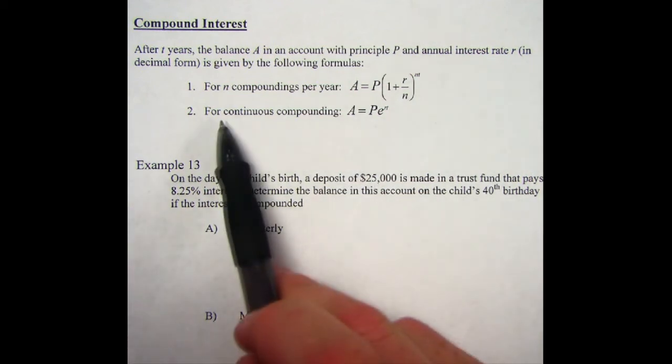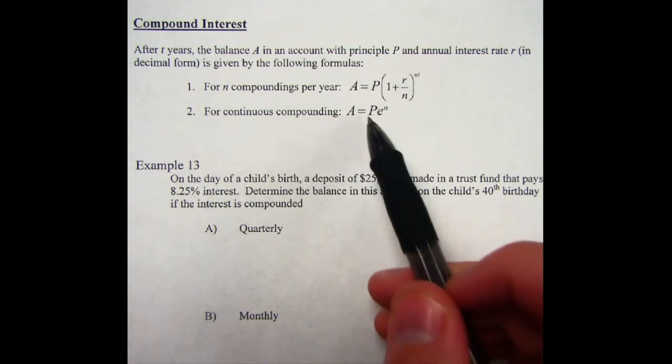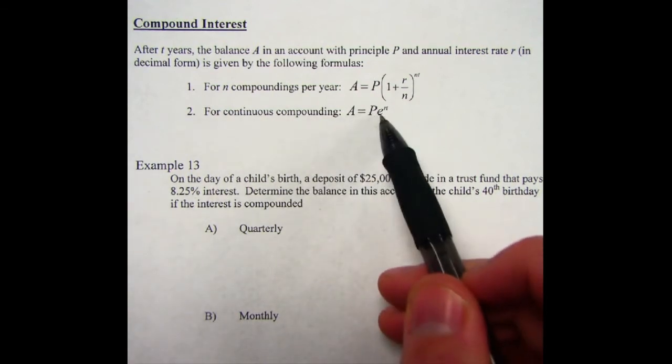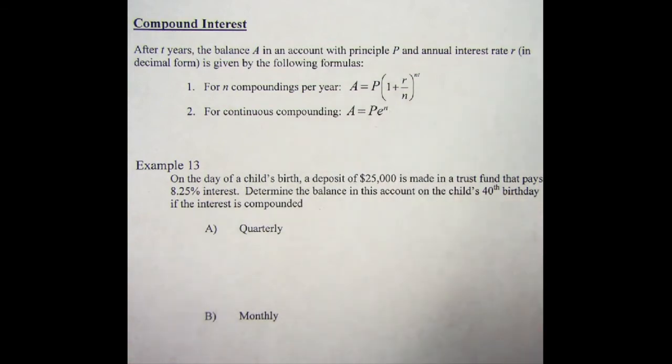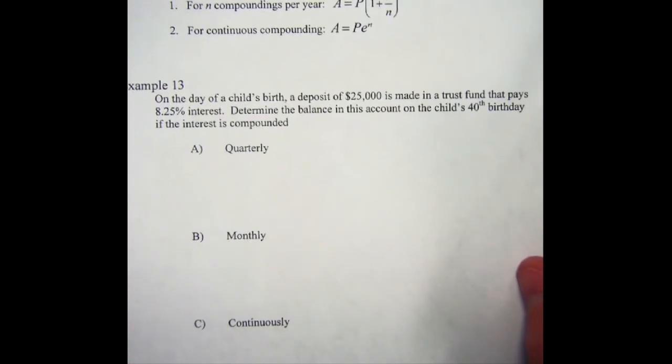Okay. If it's compounded continuously, then it is PERT: principal times e to the RT power. So let's go down here and see what this means in this problem.